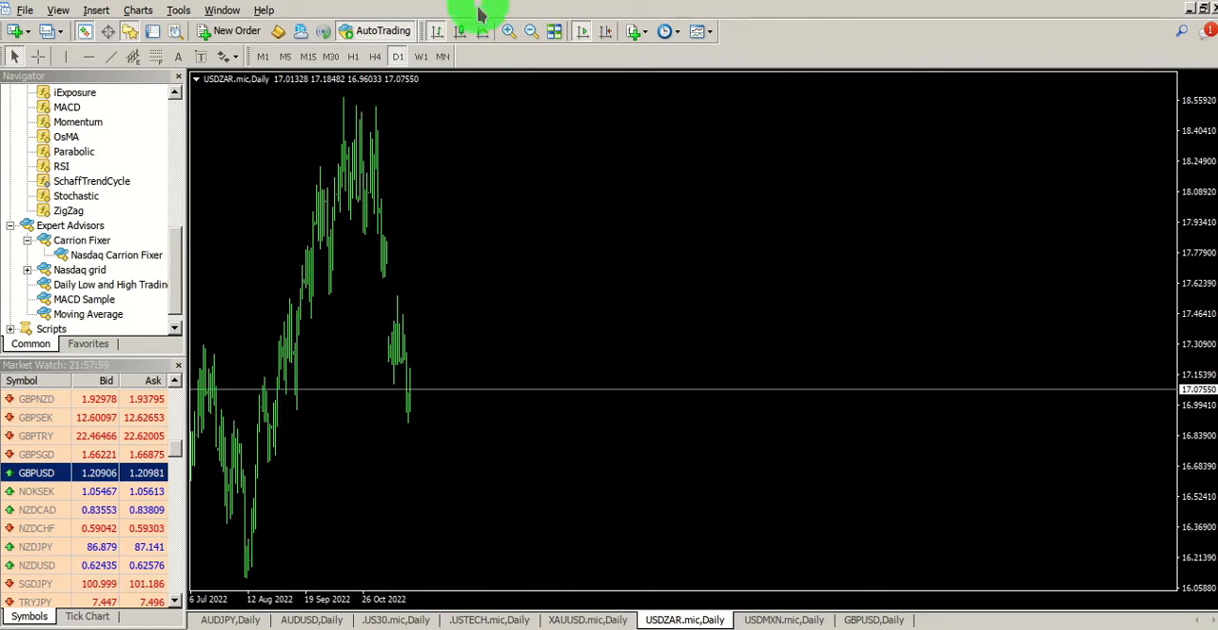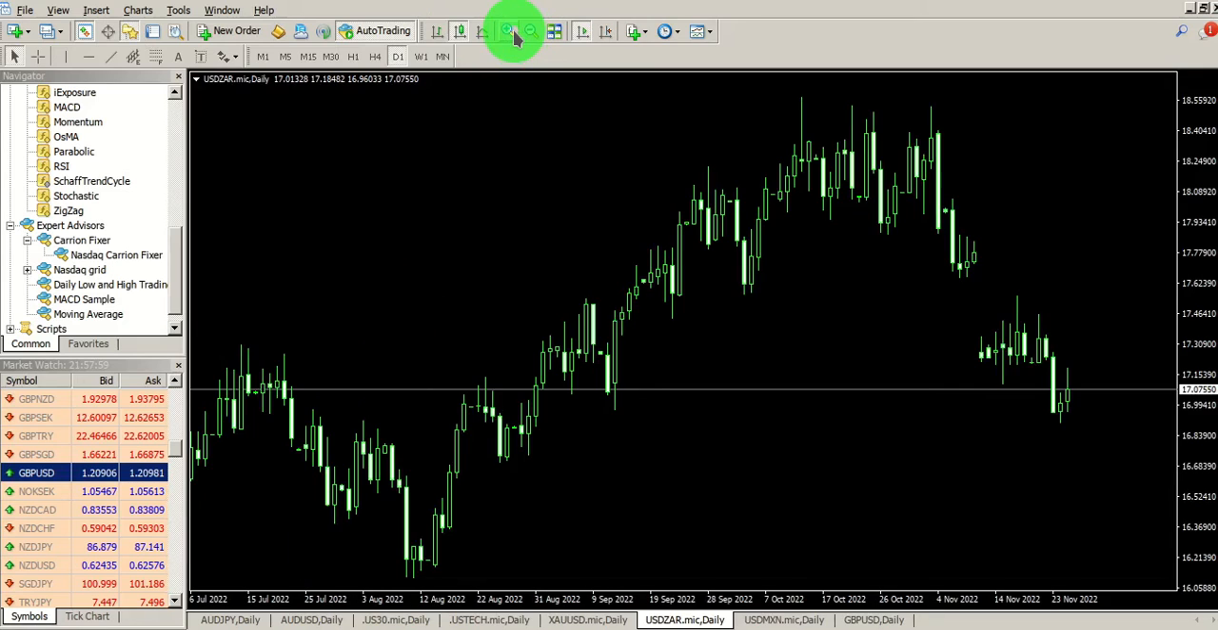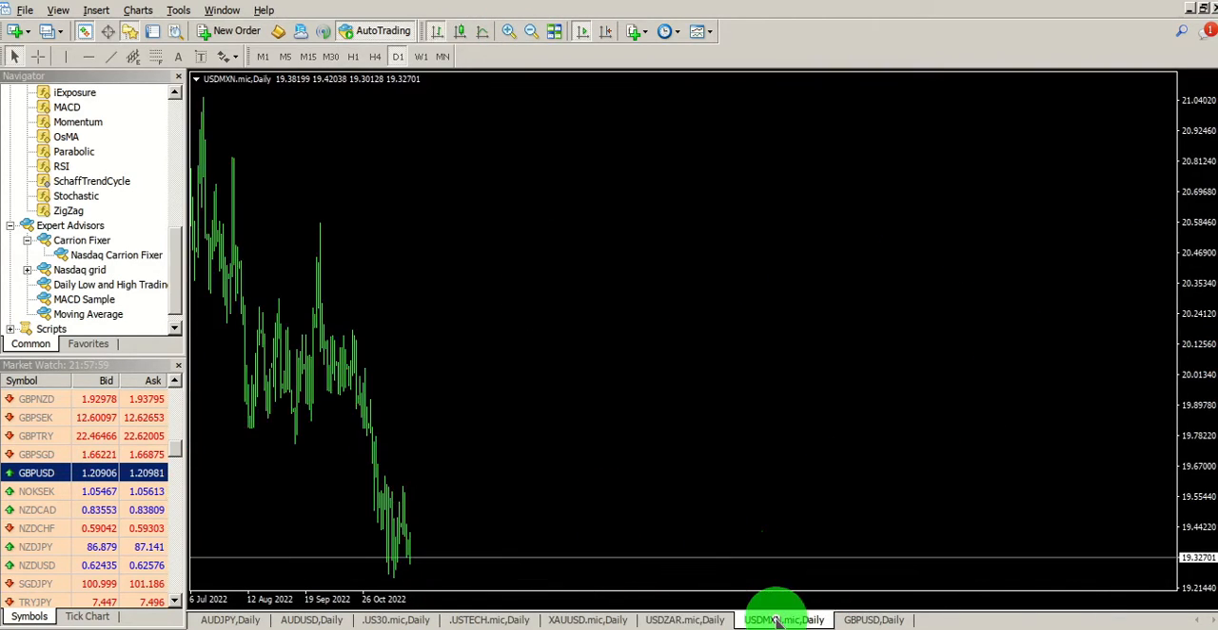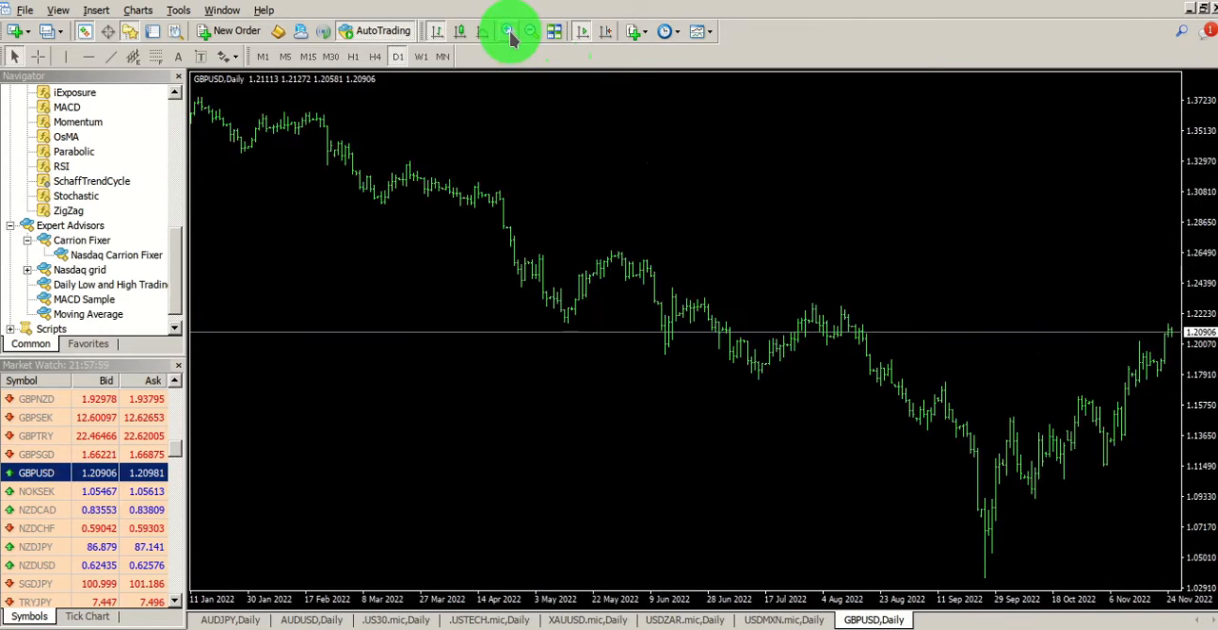This one, USDs. What do we have? This one I'm just gonna skip because I don't really trade it. Even this one, USDMXN, let me just skip it and come into GBPUSD.